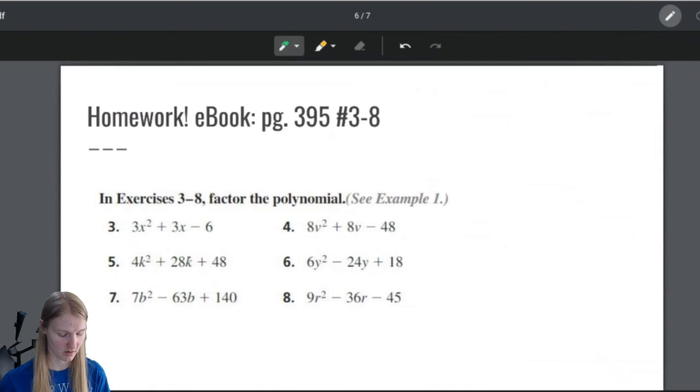Alrighty, your homework. 6 questions, factor out the GCF, and then completely factor it all the way.